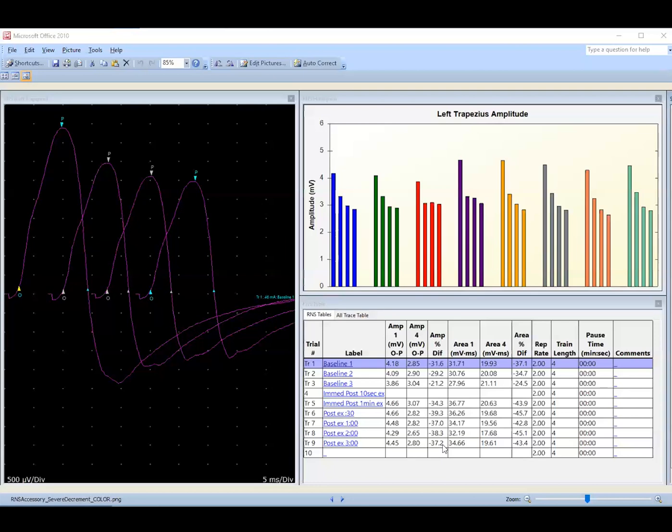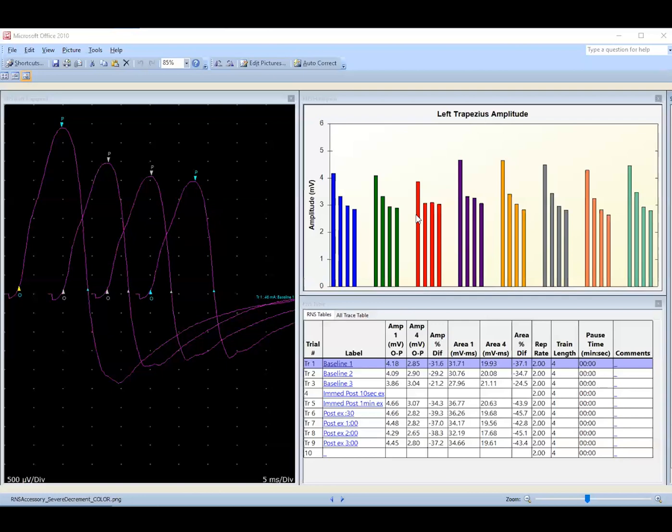But these are the things that I look for when I'm assessing a repetitive nerve stimulation study. Again, first, are the waveforms similar in appearance? Second, is the baseline stable? Third, is the degree of decrement similar both between amplitude and area and in each of the baseline stimuli? That helps to ensure that there's consistency and reliability of the study.